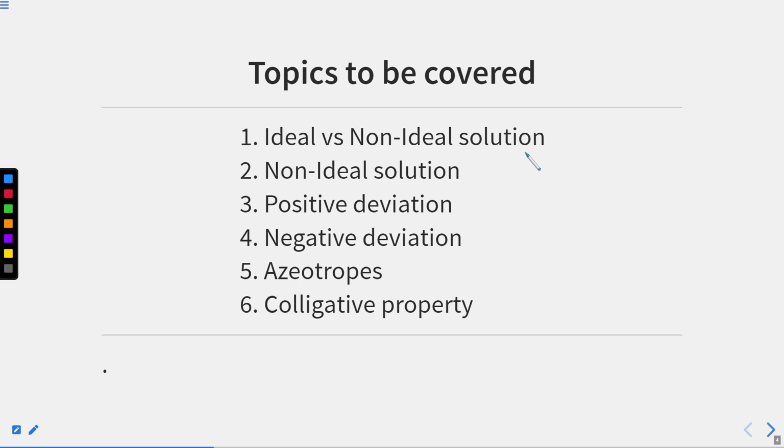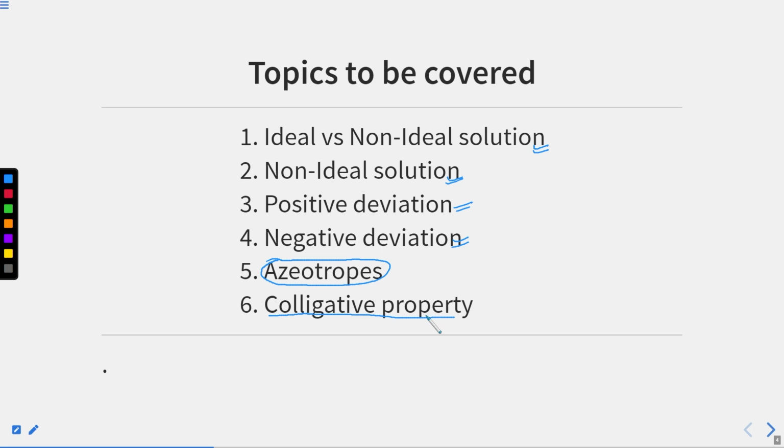So first we will see what is an ideal and what is a non-ideal solution. Then we will see the types of non-ideal solution, right? These types are positive deviation and negative deviation. Moving on, we will see a less famous but interesting topic called azeotropes. At last, I will move to colligative property. I will just give an introduction of this colligative property.